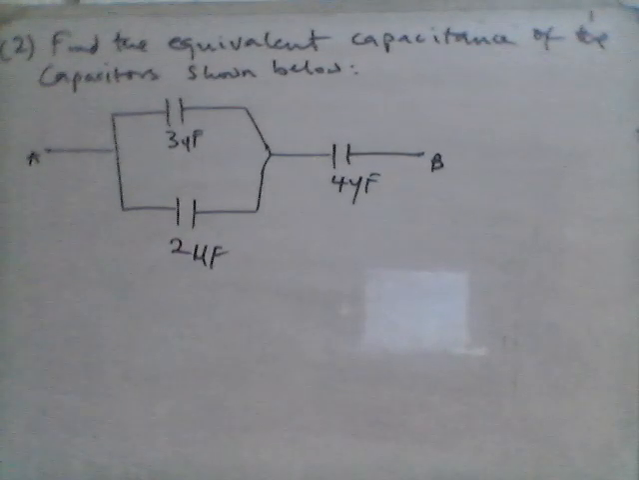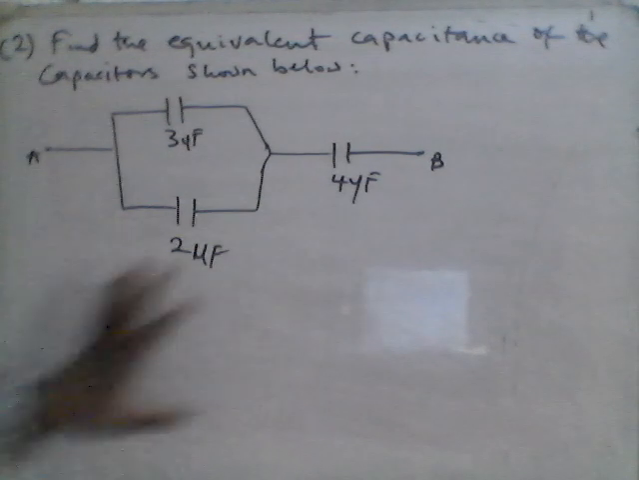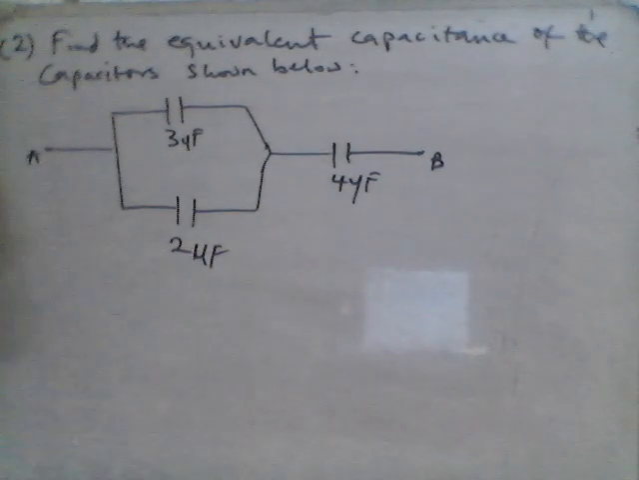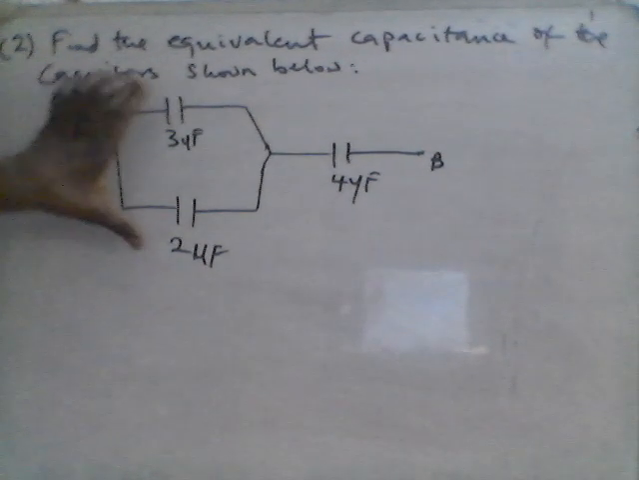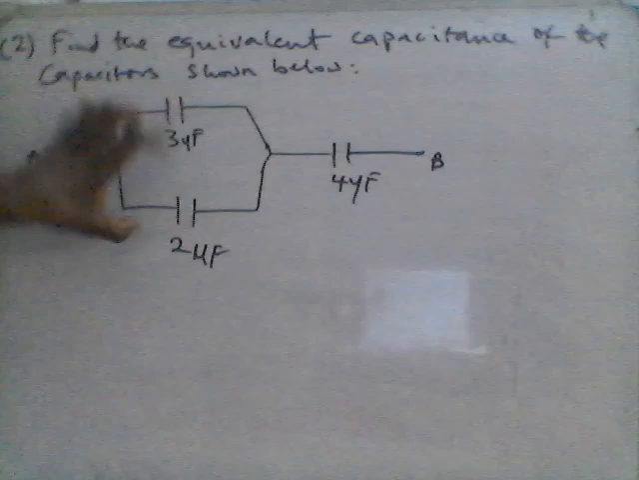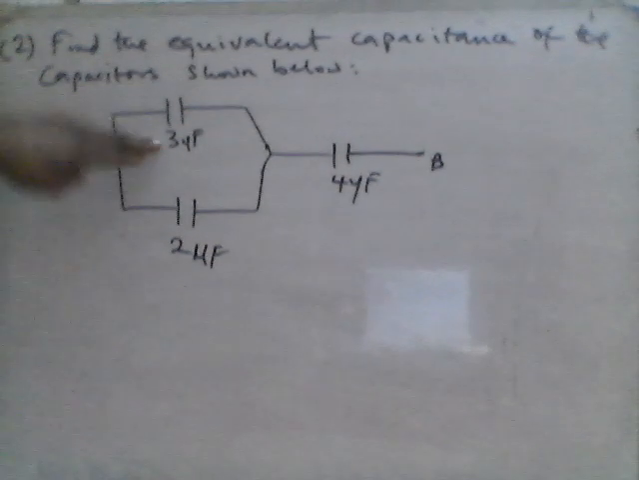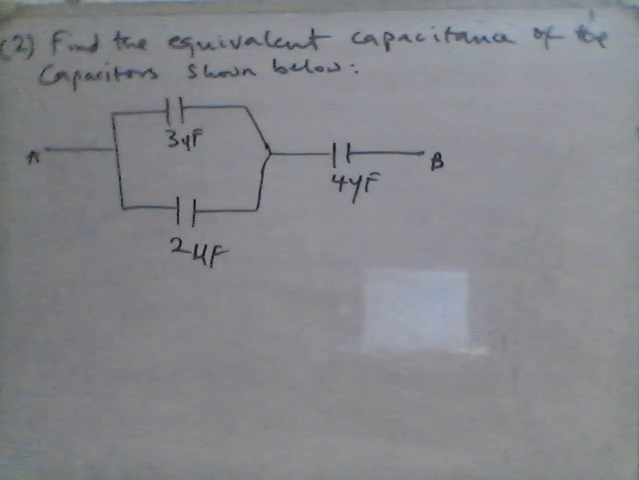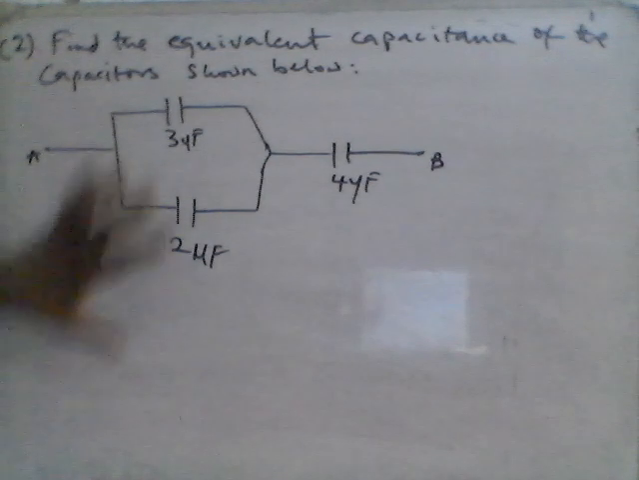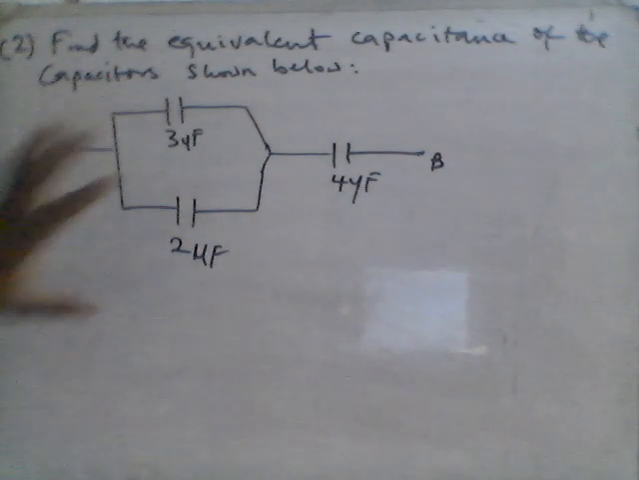Okay, so we're told to find the equivalent capacitance of this capacitor connection. Now, there are two kinds of connection here. This and this are a parallel connection. When you find the equivalent capacitance of these two, what you have as a resultant is in series with this one. So you are being tested on identifying the arrangement, the kinds of connection we have.